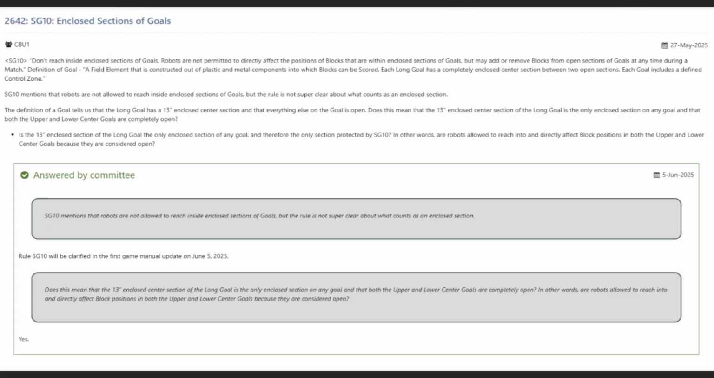This one covers what is defined as open and what is closed, and the interactions you can do with that. Basically, the key takeaway is that only the part of the long goals that is completely enclosed is considered closed for the purposes of rule SG10. Every other part, even if it's only partially enclosed, is considered open. You are allowed to touch those balls and do whatever you want with them.